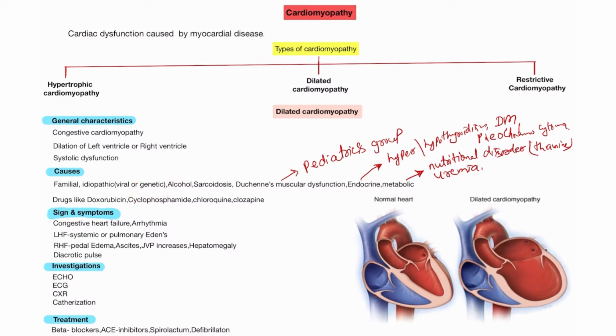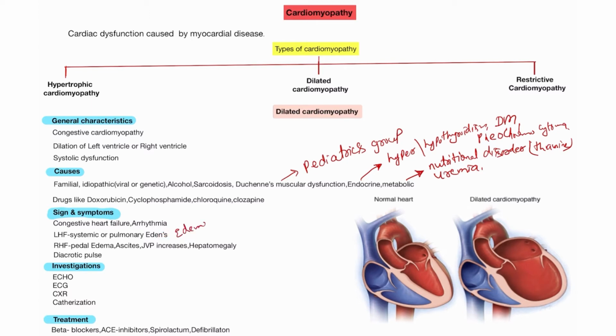What are the signs and symptoms in a patient suffering from dilated cardiomyopathy? Congestive heart failure occurs in the patient. Also arrhythmia occurs in the patient. If there is left heart failure, meaning dilation of the left heart, then you will see systemic or pulmonary edema in the patient. Here is the edema.